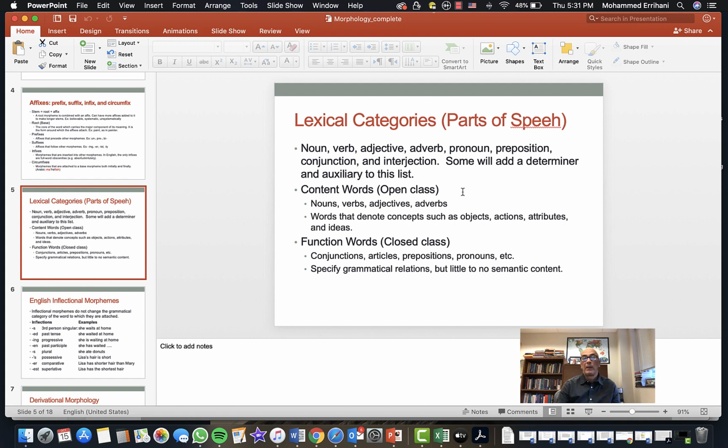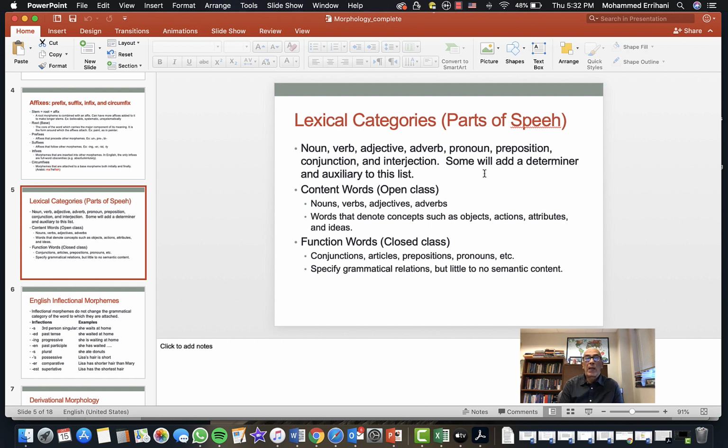Lexical categories, or in other words, parts of speech. Your textbook lists about 10 types of parts of speech, but most grammar books will list about 8. So we'll go over them. You have a noun, a verb, an adjective, an adverb, a pronoun, preposition, conjunction, interjection, and some will add a determiner and an auxiliary verb to this list. But the first 8 are typically the most common in traditional grammar, called parts of speech or lexical categories.